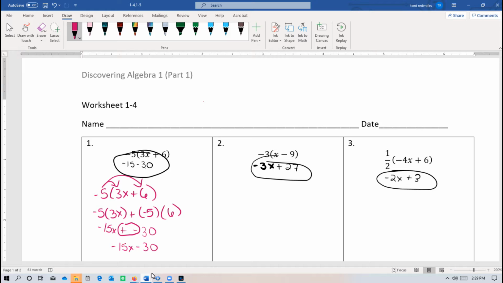All right, distribute through the -3 to the x and the 9 on the inside of the parenthesis. This is called the distributive property. So it's going to be -3 times x, bring down subtraction, -3 times 9. -3 times x is -3x, bring down my subtraction. -3 times 9 is going to be 27.